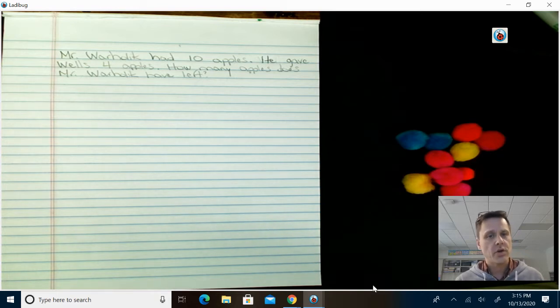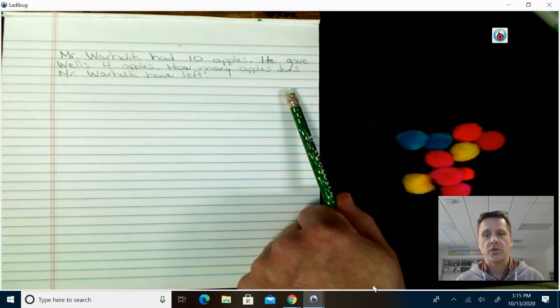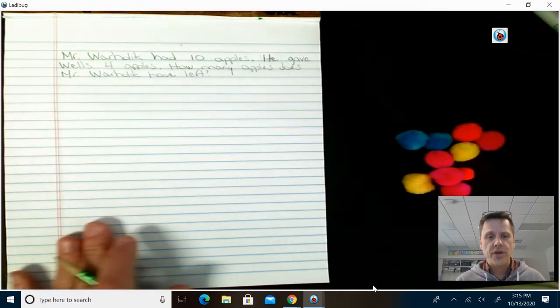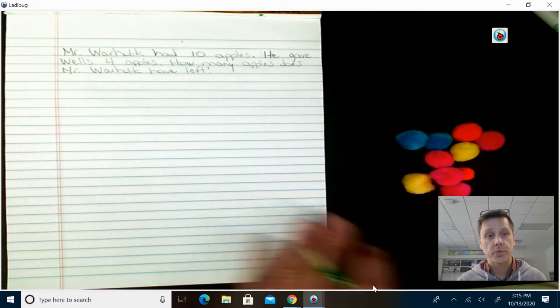So I'm going to read the story problem to you right here, and then I'm going to show you with manipulatives how we would sound it out. And then I'm going to show you the two strategies that we use with paper and pencil to prove our thinking.